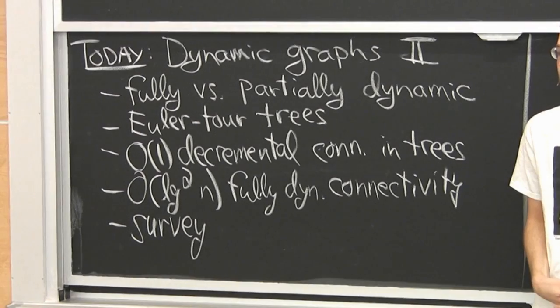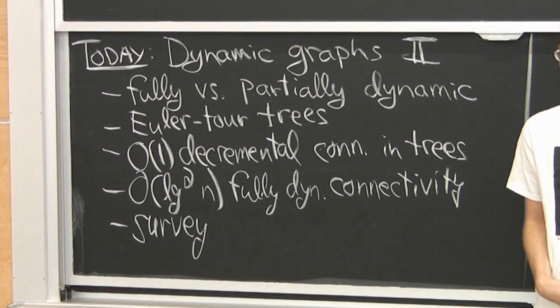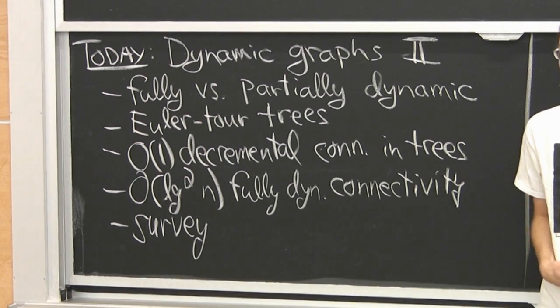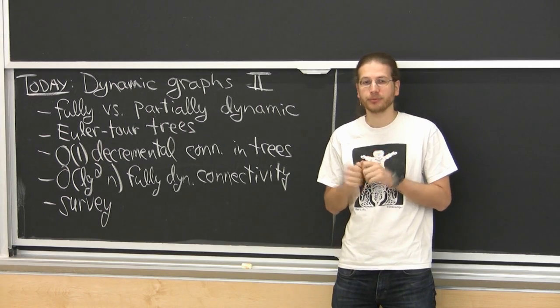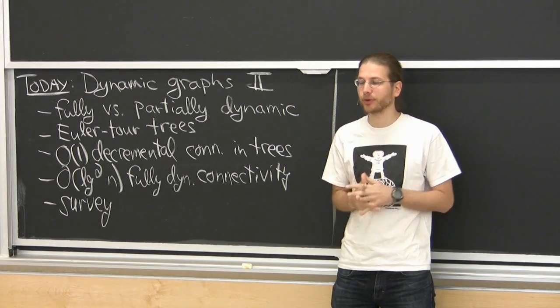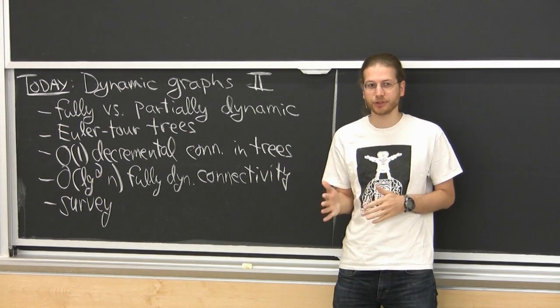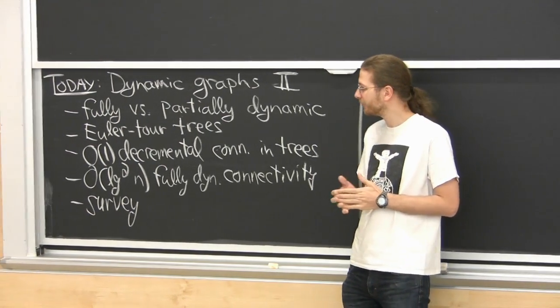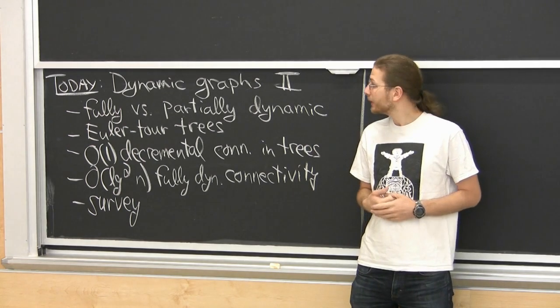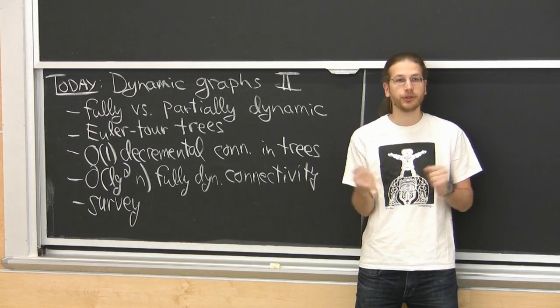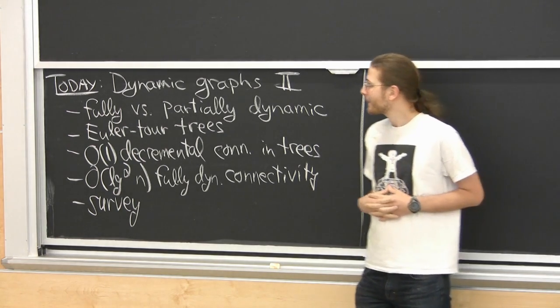Today we continue our theme of dynamic graphs. This is the second of 3 lectures, and this will be the main lecture about upper bounds for general graphs. Last class was about link-cut trees, and we saw essentially how to solve a problem called dynamic connectivity, which is where you can insert and delete edges and you want to know what's connected to what.